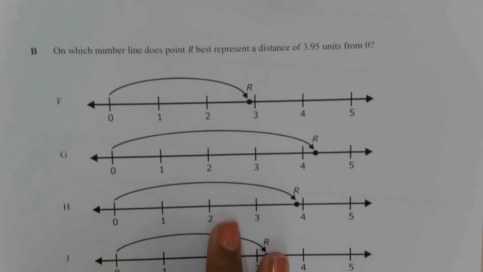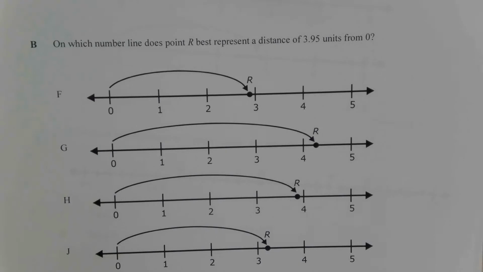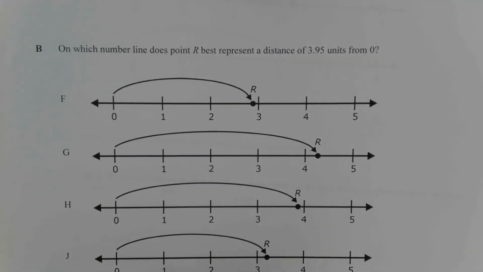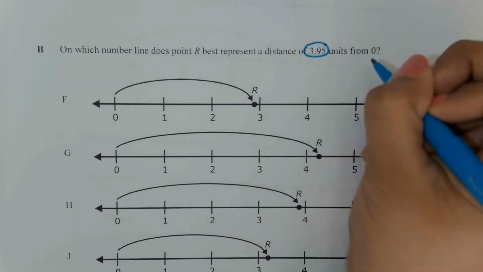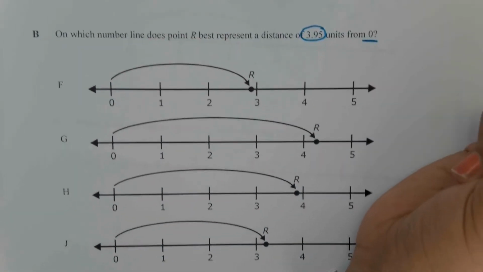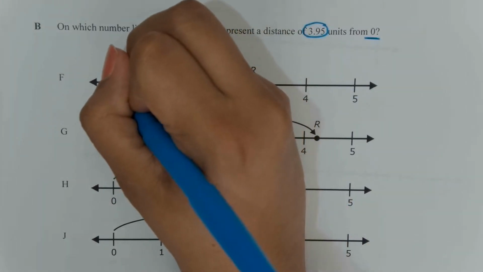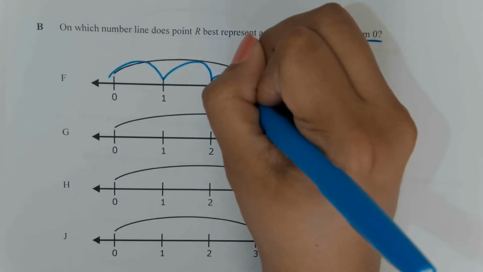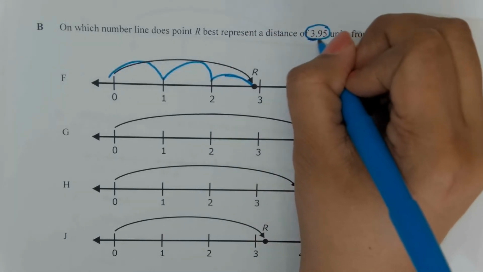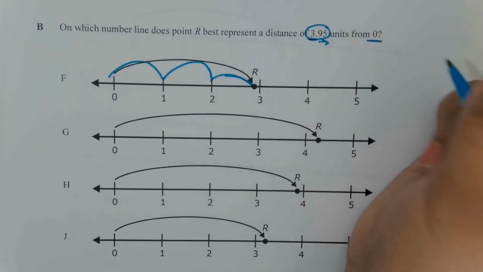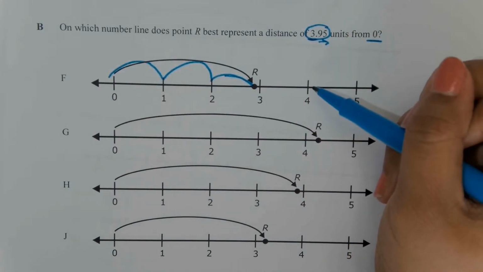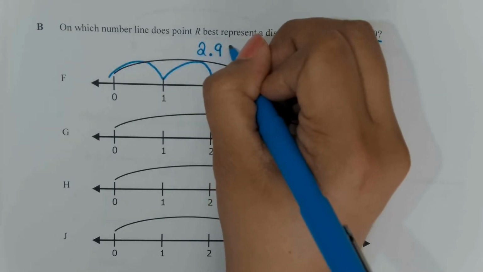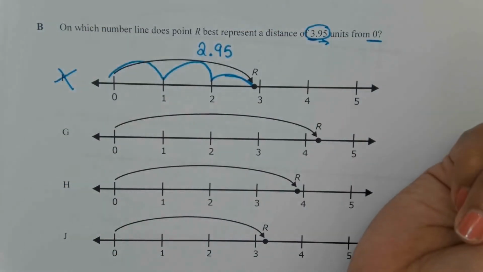Now let's go ahead and look at letter B. Letter B says, on which number line does point R represent the distance of 3 and 95 hundredths from 0? Let's look at letter F. So let's count. How many times did it go up? It went 1, 2, and almost 3. But I needed to get at least to 3 and more. It needs to be close to 4. Is it close to 4? No, it's actually just close to 3. So this would be a good example of 2 and 95 hundredths. So F is not my answer.